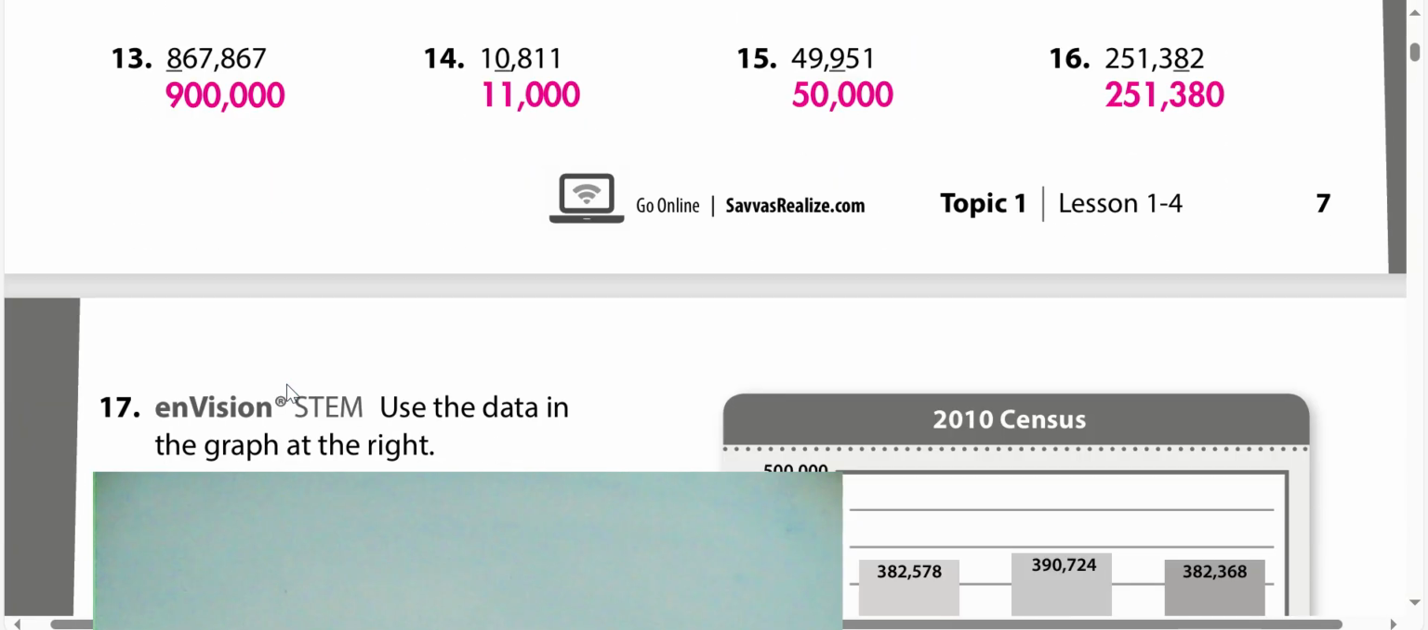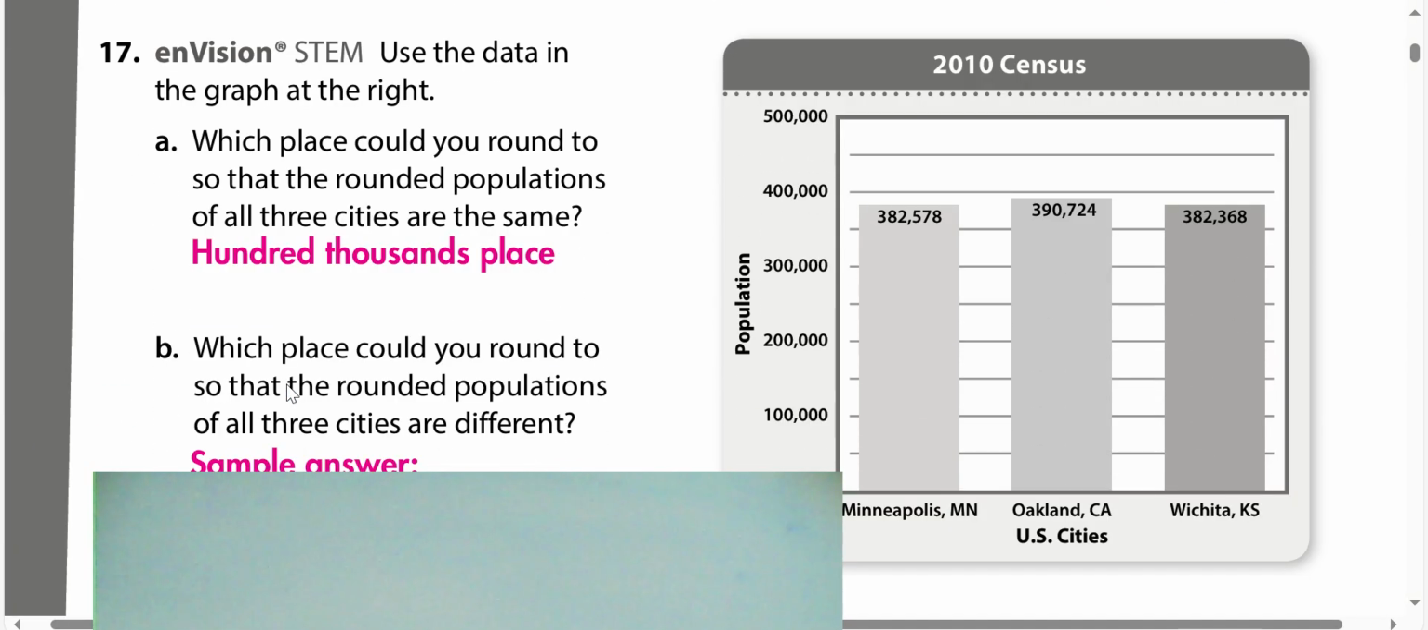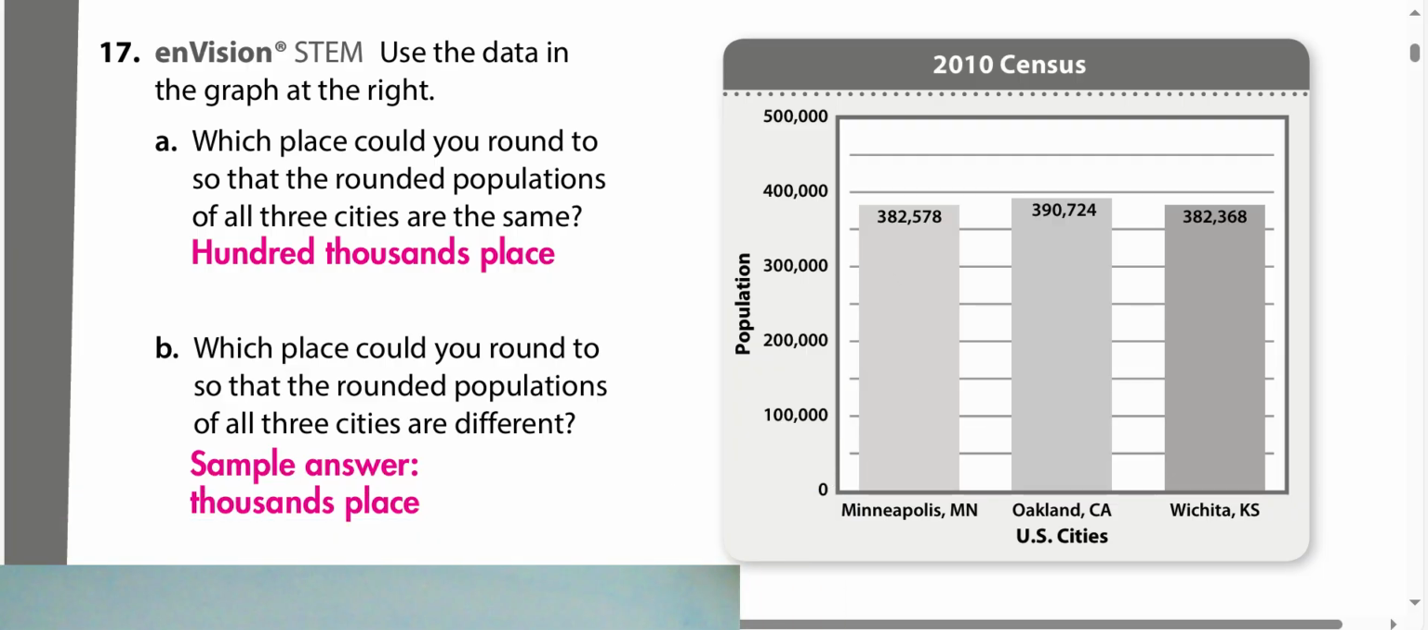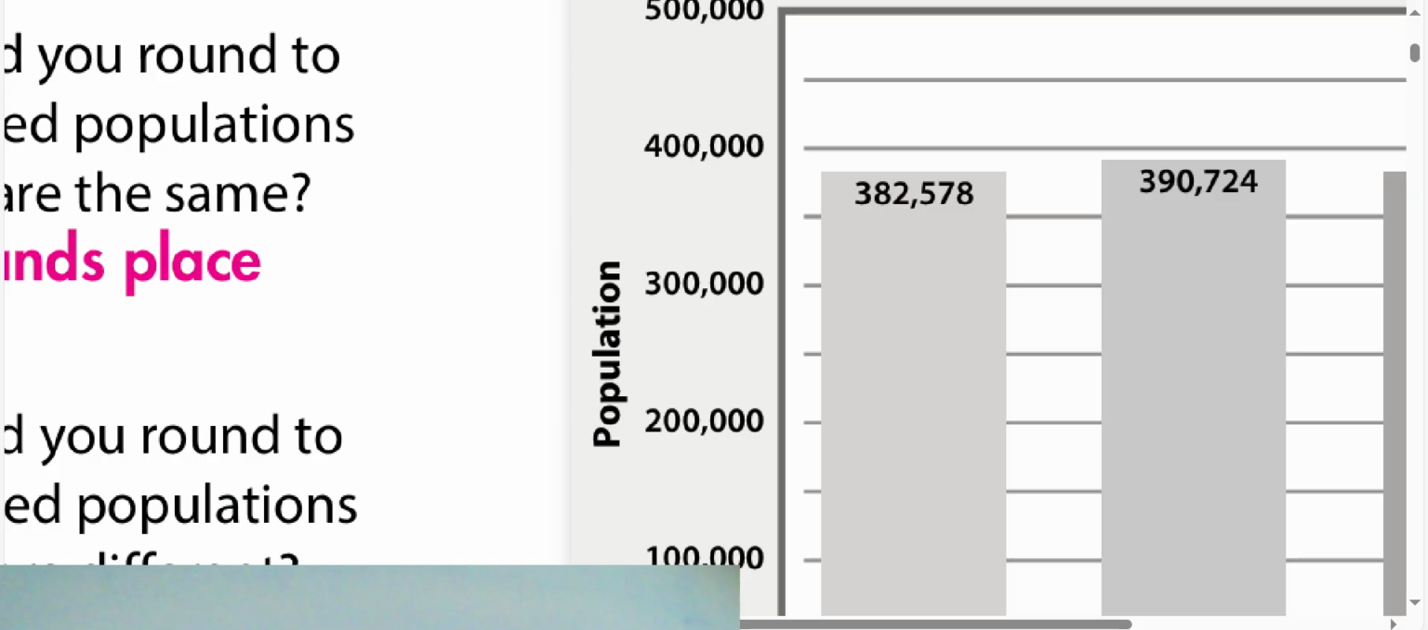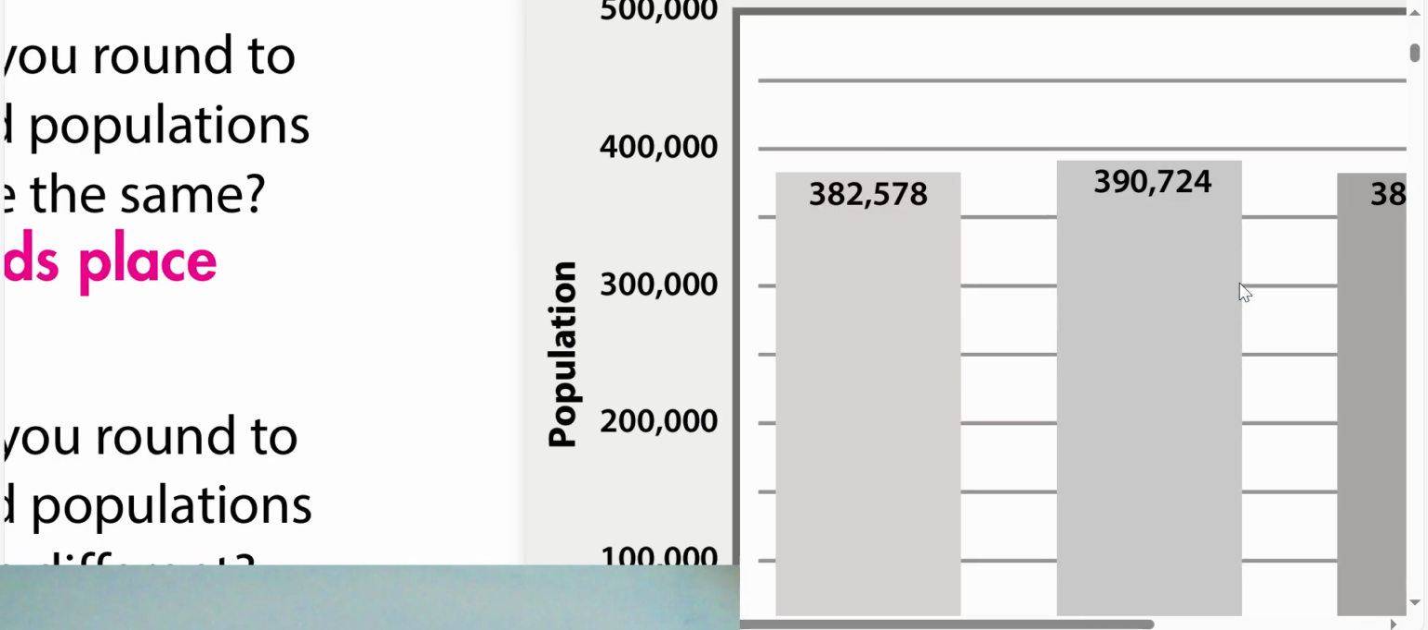Okay. That's about approximating. Now we can look at the models here to solve. Which place could be rounded so that the rounded populations of all three cities are the same? We have here the last place is 100,000. We can approximate them all to the nearest 100,000 place. Which place could you round to so the rounded populations of the three cities are different? The thousands place is different, like 2 and 0 and 2 also. But about 10,000, it's similar: 8 and 8 and 9.